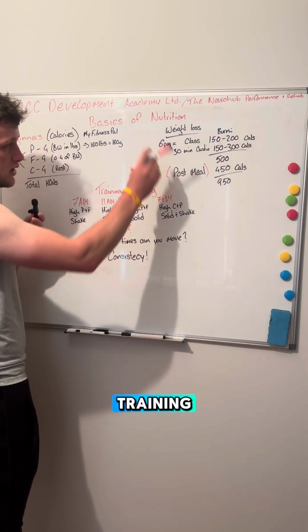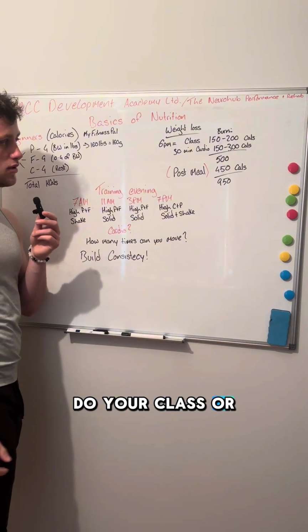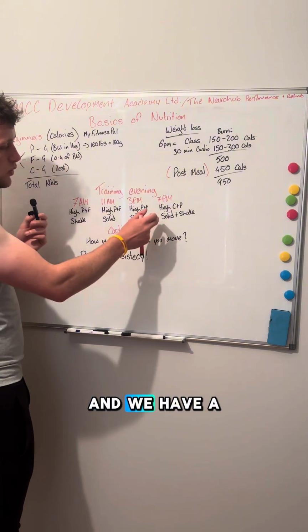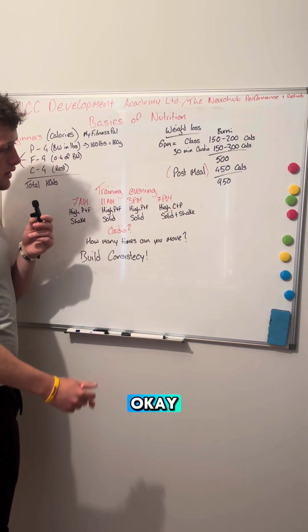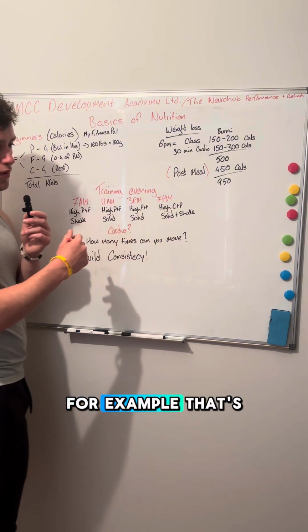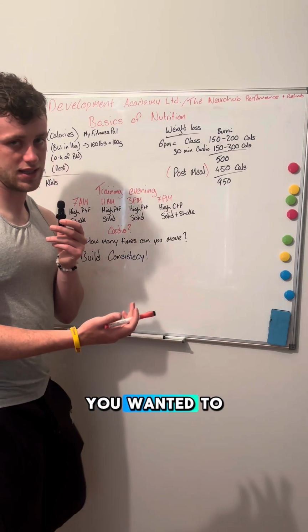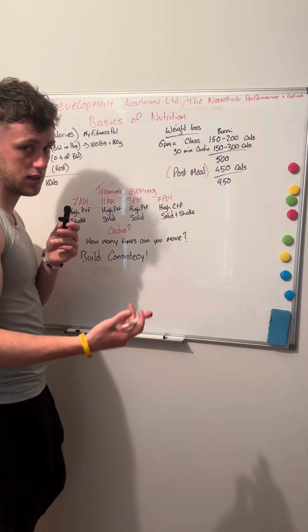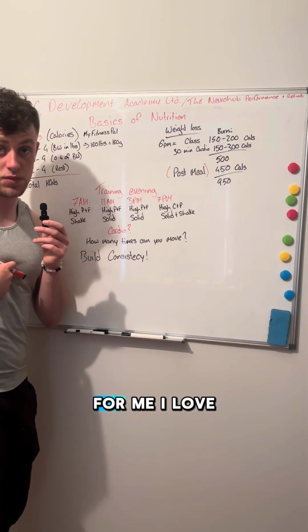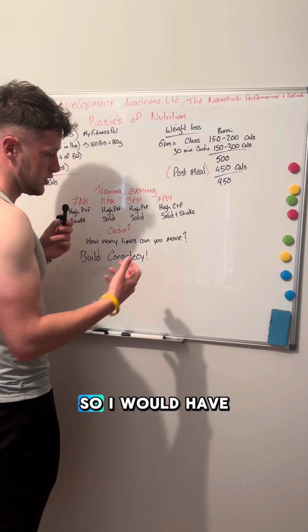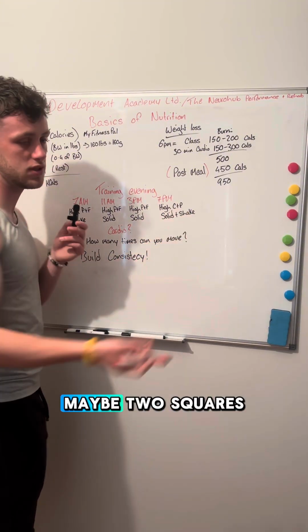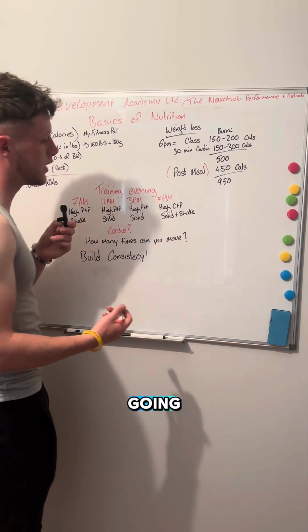When we finish our training, so for example, you do your class or your 30-minute cardio or whatever it may be, we go and we have our post-training meal, okay? So that might be, for example, that pasta dinner that you wanted to have. It might be, for example, you're craving things. So for me, I love my jellies. So I would have my protein shake, and I would have a packet of jellies, maybe 2 squares bars if I was going for something sugary.